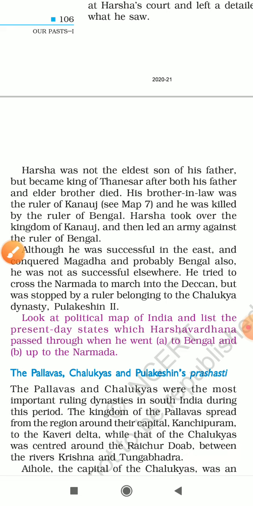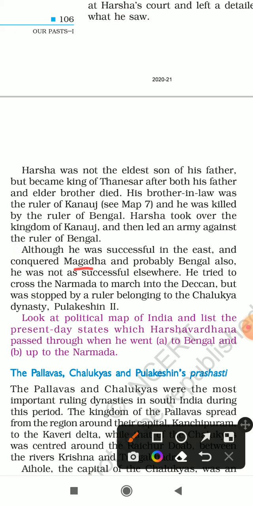Although he was successful in the east and conquered Magadha and probably Bengal also, he was not as successful elsewhere. He tried to cross the river Narmada to march into the Deccan, but was stopped by a ruler belonging to the Chalukya dynasty known as Pulkeshin II.